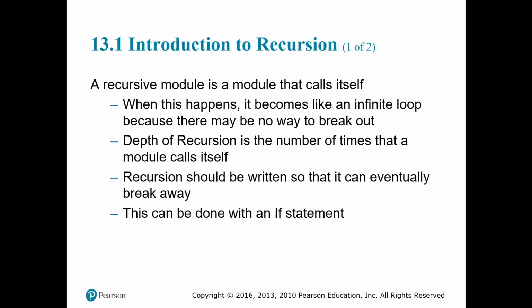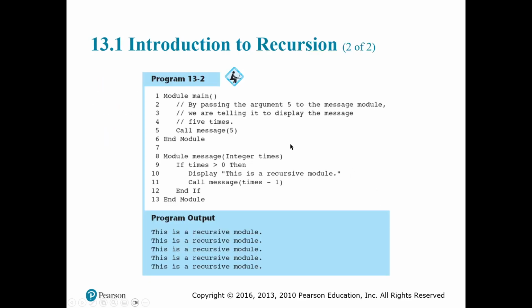Depth of recursion is just the number of times that a module will call itself. So for example, if your module calls itself 3 times, the depth of recursion will be 3, and so on. Here's an example of a simple recursion usage. As you can see here in our main, we're calling a method called message with 5, and let's look at our module. We pass this 5 in here.